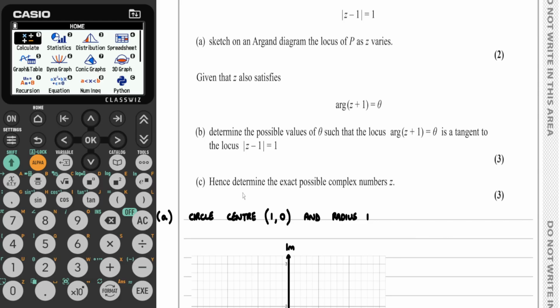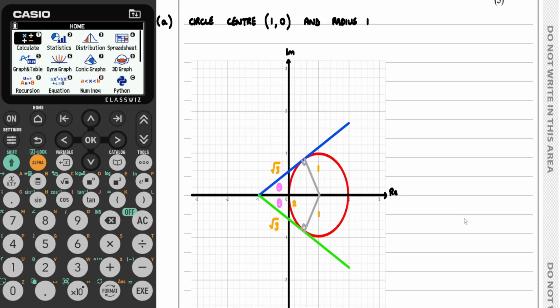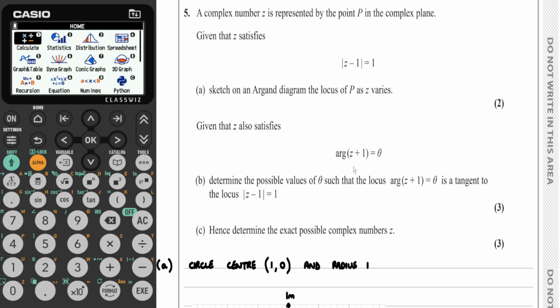Part C, hence determine the exact possible complex numbers z. What this question is really saying is we need to find this point here where the circle touches the tangent, and this point here where the circle touches the tangent. And we also need to recognize we will be using the centre of (−1, 0), which comes from arg(z + 1) equaling 0.